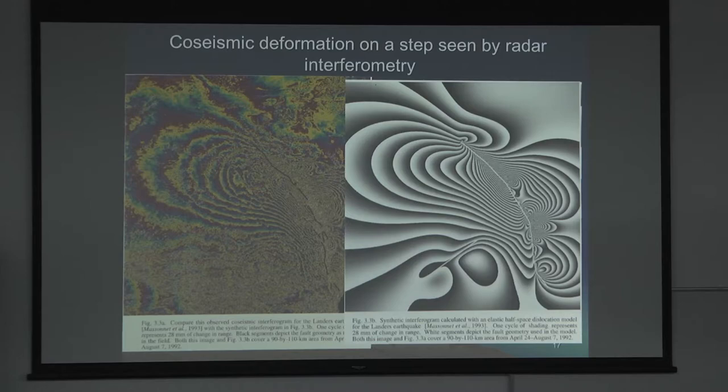So in that case, it's a strike-slip fault. The deformation is mostly related to the co-seismic deformation associated with the strike-slip earthquake. And on the right, there are synthetic fringes produced by an elastic model with a rupture along this fault.